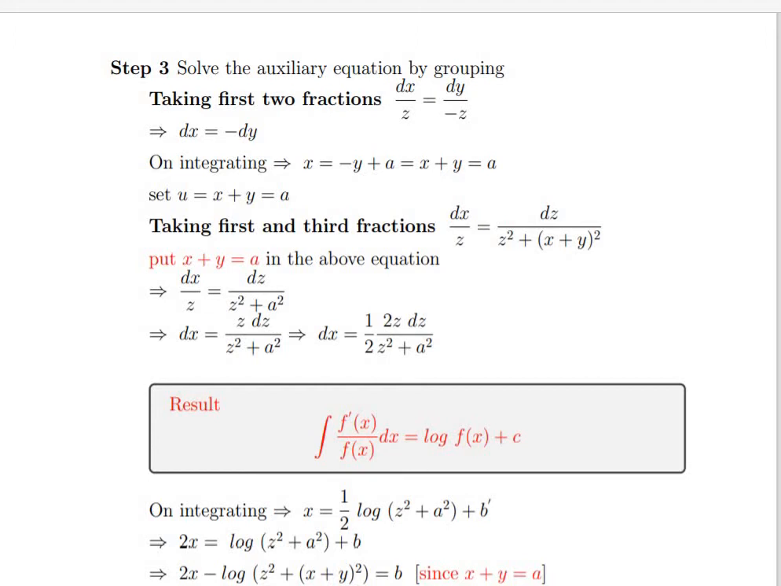For that purpose, I have taken the term log of z square plus a square to the left side of the equation. So the equation will become 2x minus log of z square plus a square equal to b. After that, we will back substitute the term a as x plus y. So on substituting a as x plus y, the equation will become 2x minus log of z square plus x plus y the whole square equal to b.